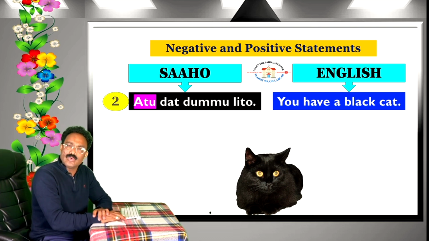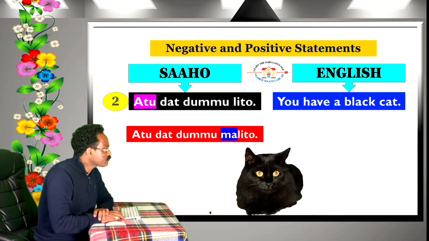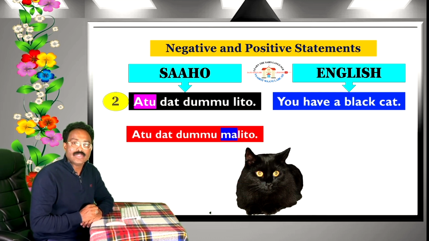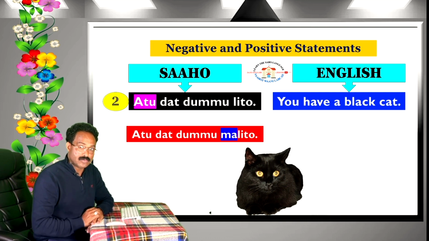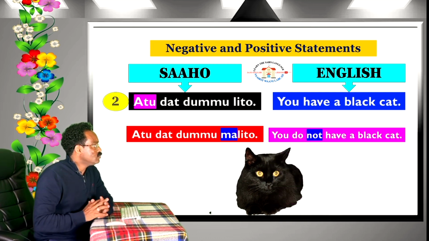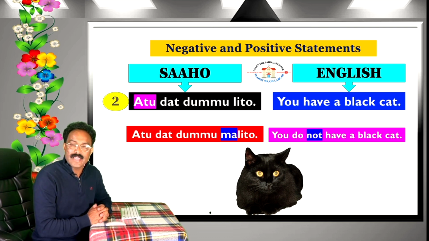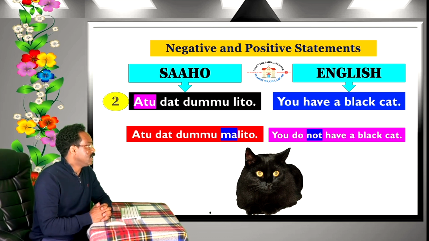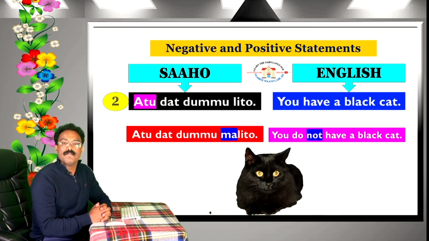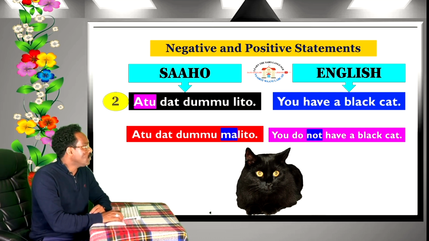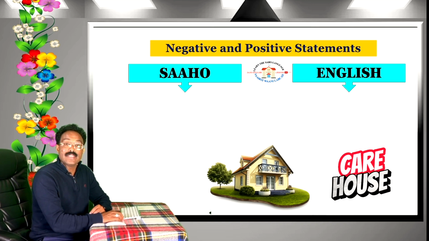Okay, how can we make this negative? Atu dat dummu malito. You do not have a black cat. Atu dat dummu malito. Okay, so nibro adoh. This is a house. Tati arekini.